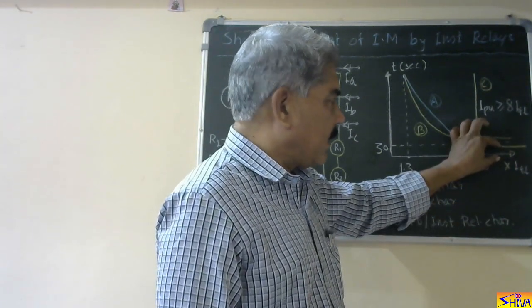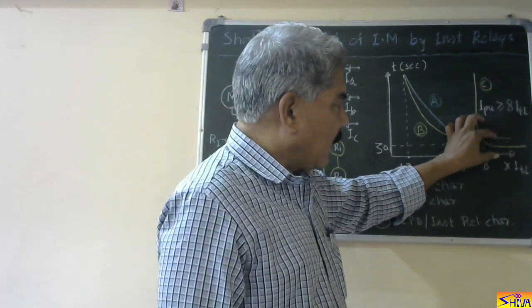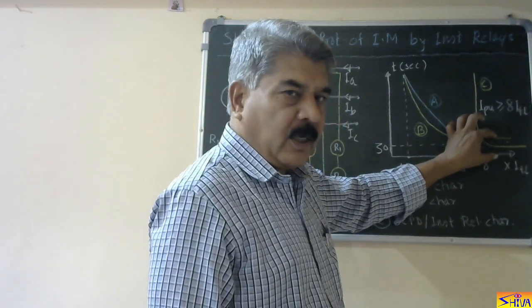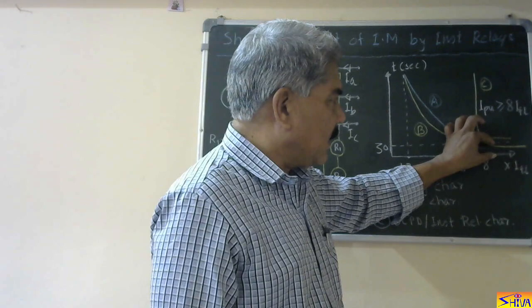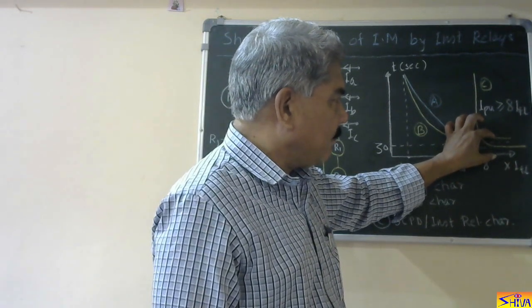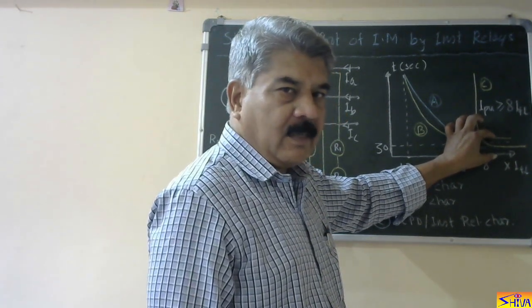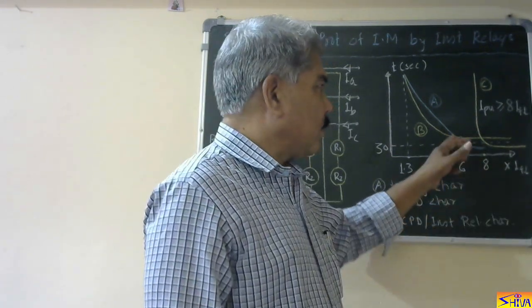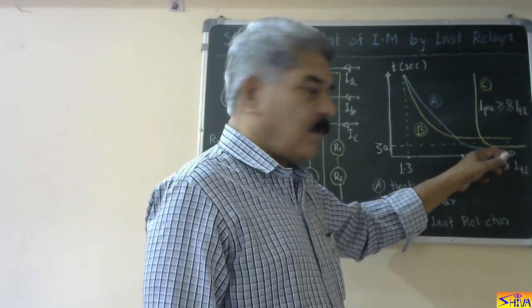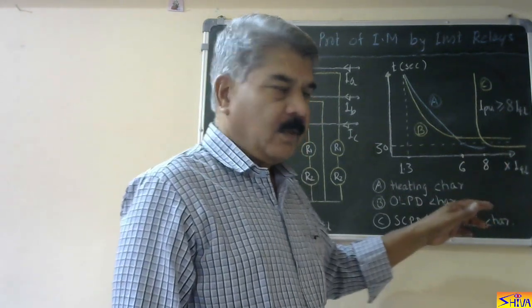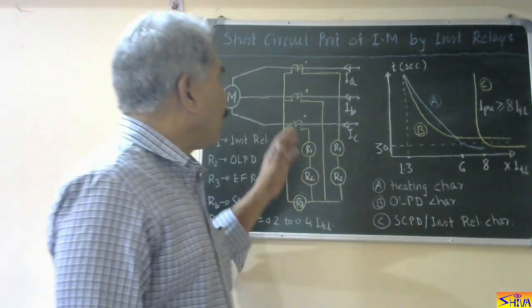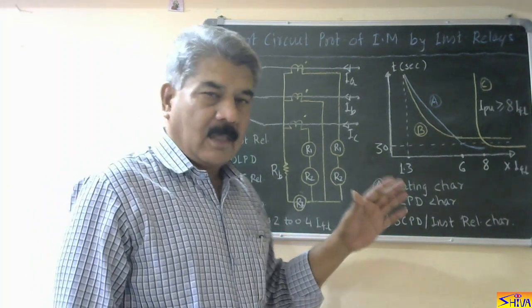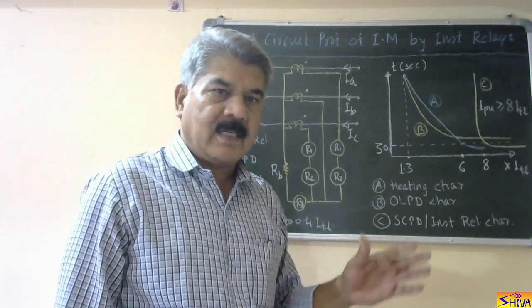This is the operating time of instantaneous relay, and this is the operating time of overload protected device. So suppose instantaneous relay fails to operate, then this thermal overload protected device will provide the protection. It will operate after some time. So it is acting as backup protection for this short circuit protected device. So that is all about the short circuit protection of large induction motor by instantaneous relays.